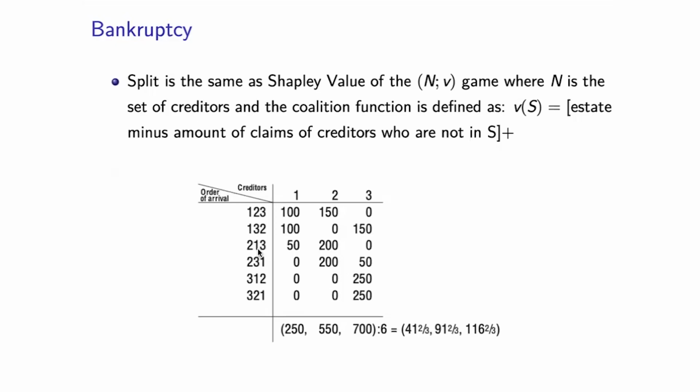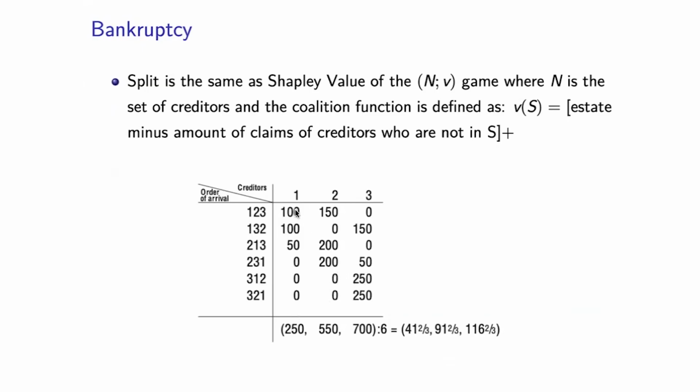Okay. What about 2, 1, 3? Then 2 comes first and gets 200 out of the 250. Then 1 comes in and gets only 50, the remaining 50 that is left. So 1 does not get the full 100. And 3 again has nothing. In 2, 3, 1, you have 2 coming in, getting 200, and 3 gets the remaining 50. In 3, 1, 2 and 3, 2, 1, in both cases, 3 ends up getting the entire amount of the asset, even though that is not enough to satisfy his claim, right? So therefore, nothing is left over for 1 and 2.